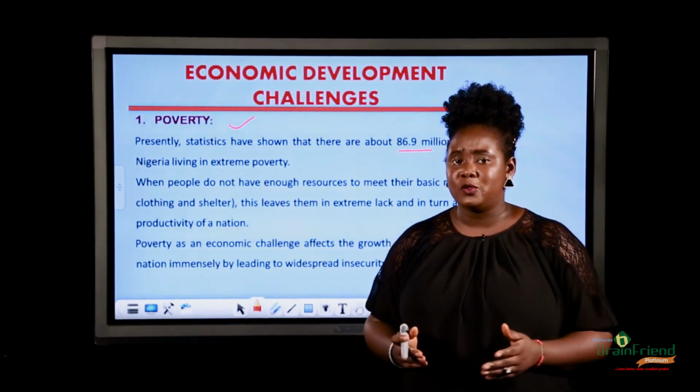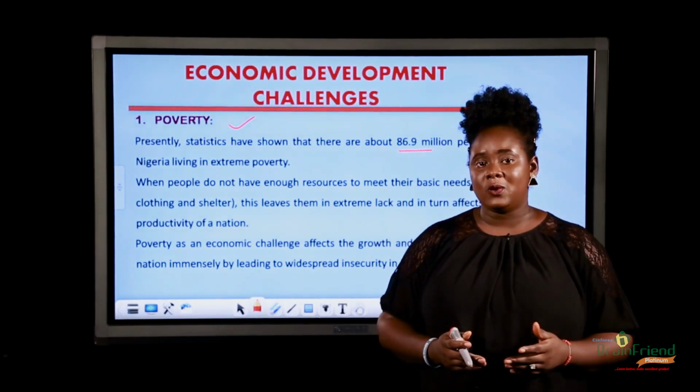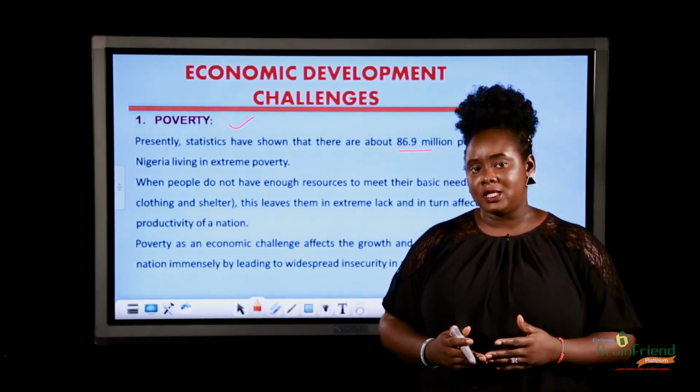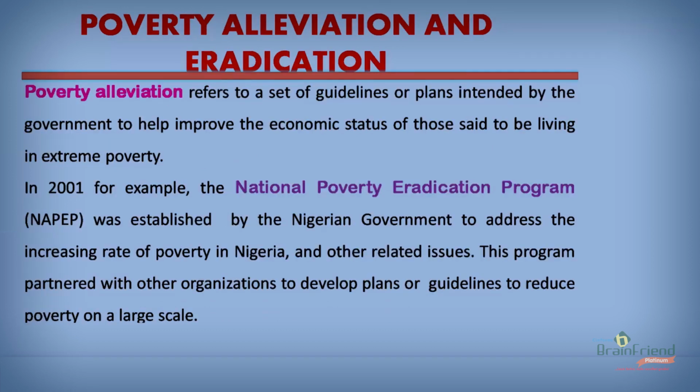When people are not able to meet up their basic needs, it affects the productivity of a nation and consequently causes insecurity. Now let's look at how poverty can be alleviated. Poverty alleviation refers to a set of guidelines or plans intended by the government to help improve the economic status of those said to be living in extreme poverty.